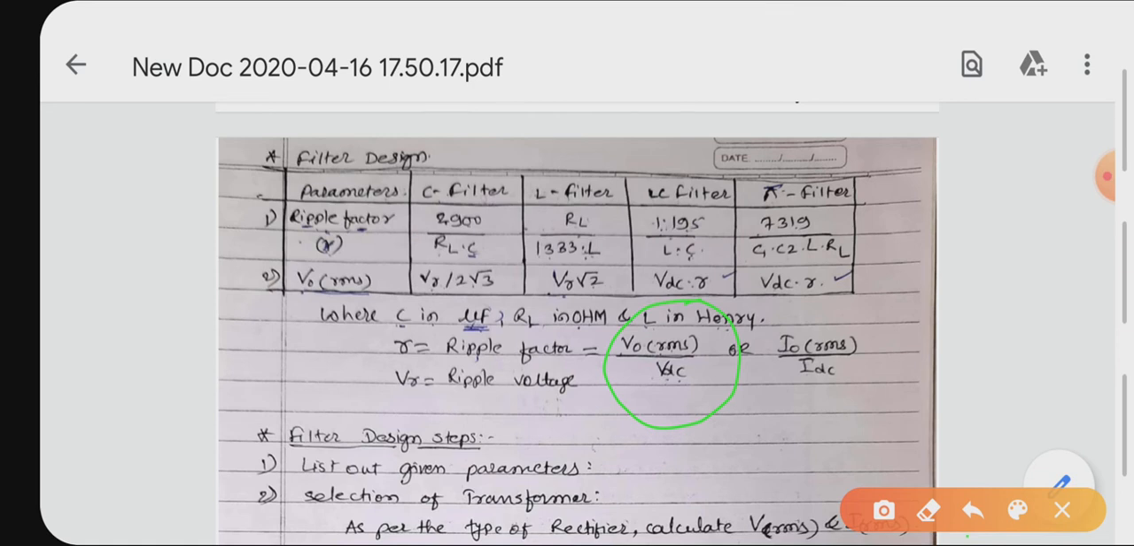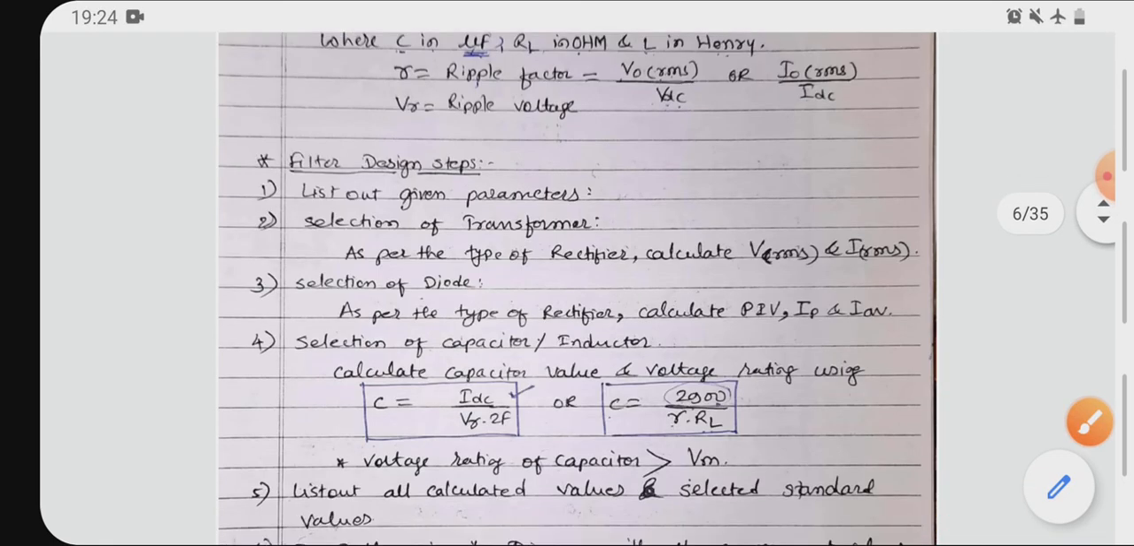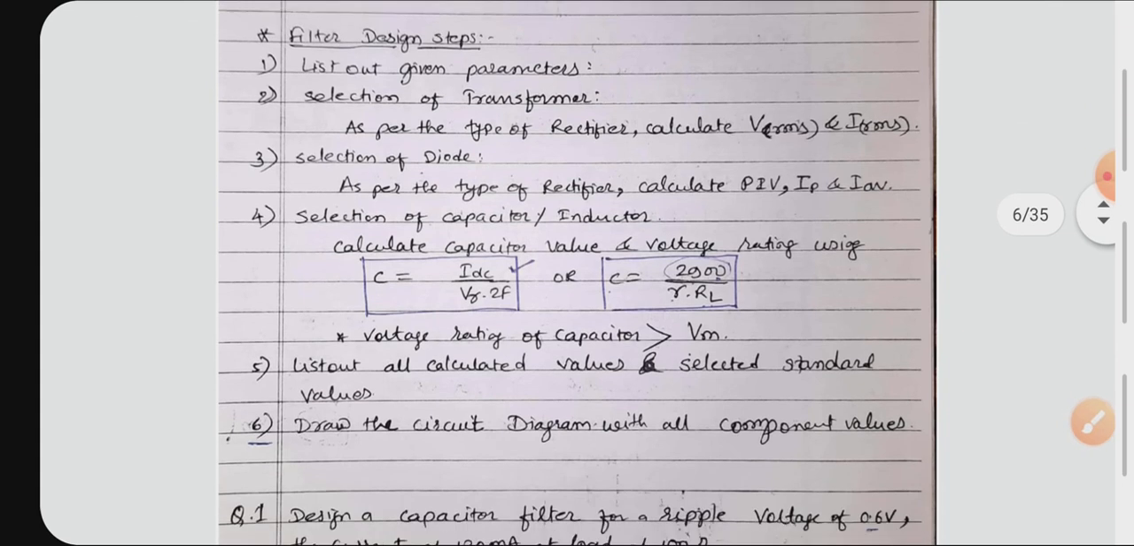VR is the ripple voltage. So you have to follow the design steps while designing the filter. First step, list out the given parameters, then selection of transformer, that means calculation of Vrms and Irms, then selection of diode, calculate PIV, Ip and I average. Next step, selection of capacitor or inductor. For selecting the capacitor, you can use the formula C is equal to Idc by VR into 2F, if the DC current is given, the ripple voltage is given or you can assume it, and the frequency is 50 Hertz.